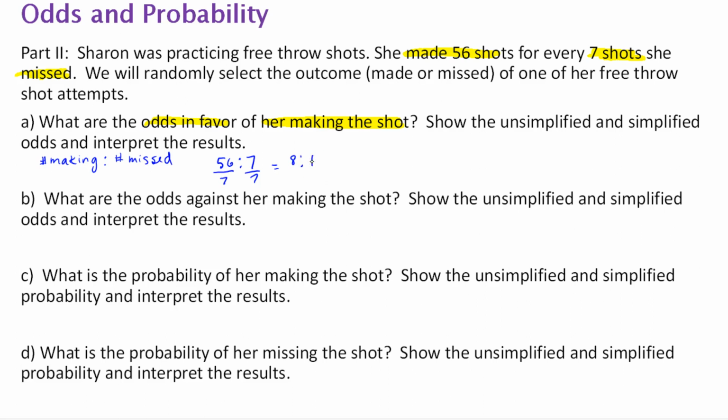Okay. So this means in the long run, or on average, she will make 8 shots for every 1 shot she misses.